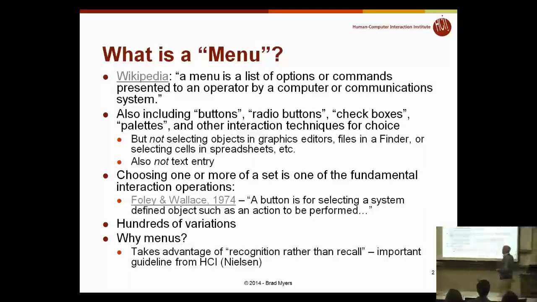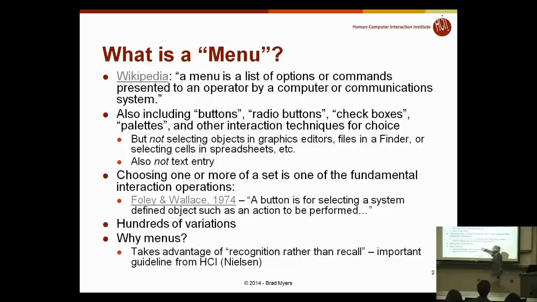Choosing one or more of a set is one of the fundamental operations that have always been part of operating a computer, dating way back to the very early analyses of interaction. In the Foley and Wallace list of 4 or 5 fundamental operations, they say selecting is one of them. A button is for selecting a system-defined object such as an action to be performed.